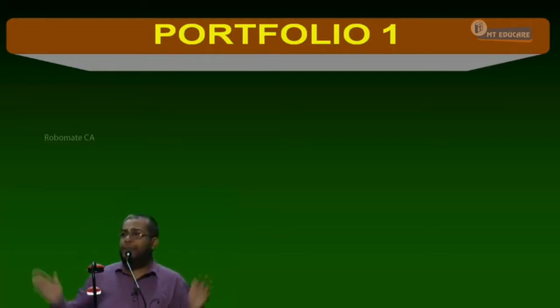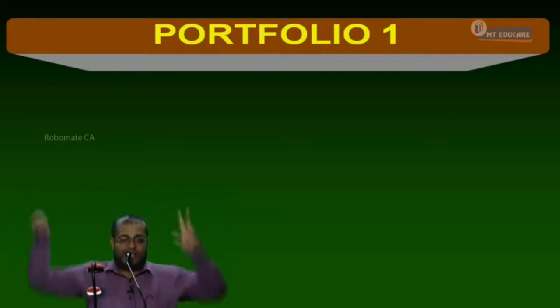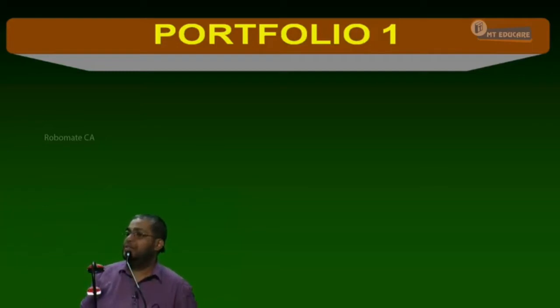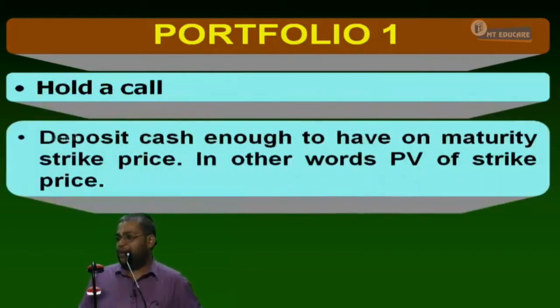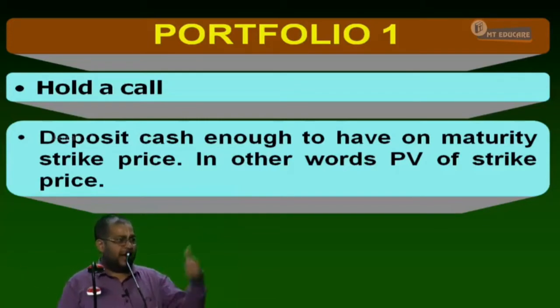So now tell me, portfolio 1, I am having two assets in my balance sheet. What are the two assets? A call option and then what? A cash. A cash deposited. How much cash deposited? Present value of strike price. Respond yes or no? So hold a call and then what? Deposit cash enough to have on maturity the strike price, otherwise the present value of strike price. Okay. Now this is the portfolio. Now forget this. I'll ask a question. Answer it. I'll come back to this.